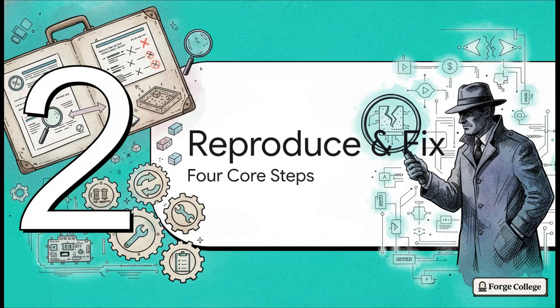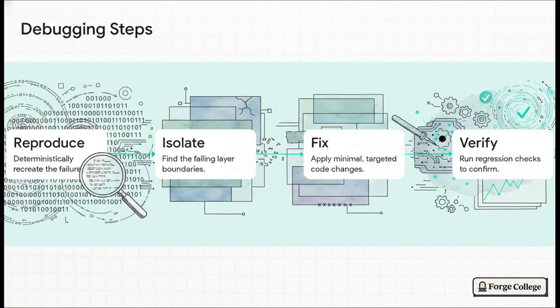Moving on to Section 2. Reproduce, isolate, fix, verify. The 4 core steps. All right, so now that our tools are ready, we need a solid methodology. Because let's be real, you can't just stare at a broken contract and hope it fixes itself. So here's the strict 4-stroke loop we're going to repeat for every single case.